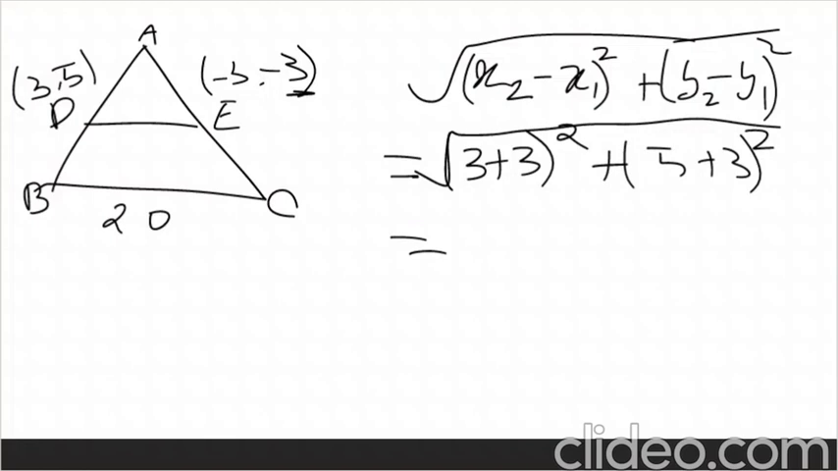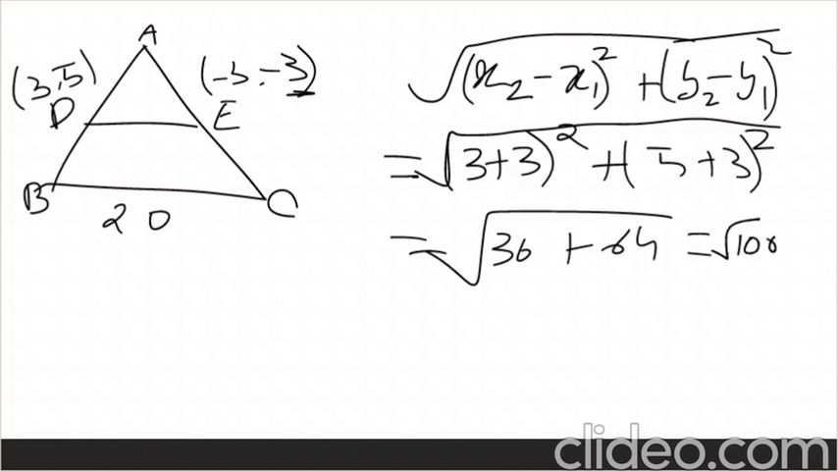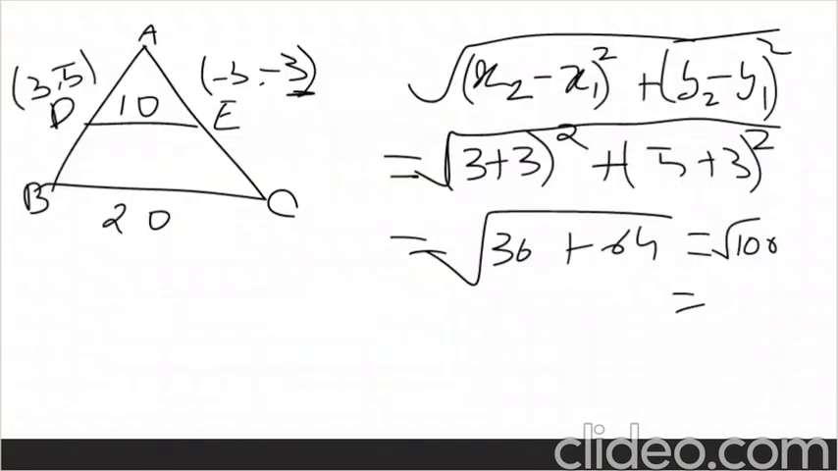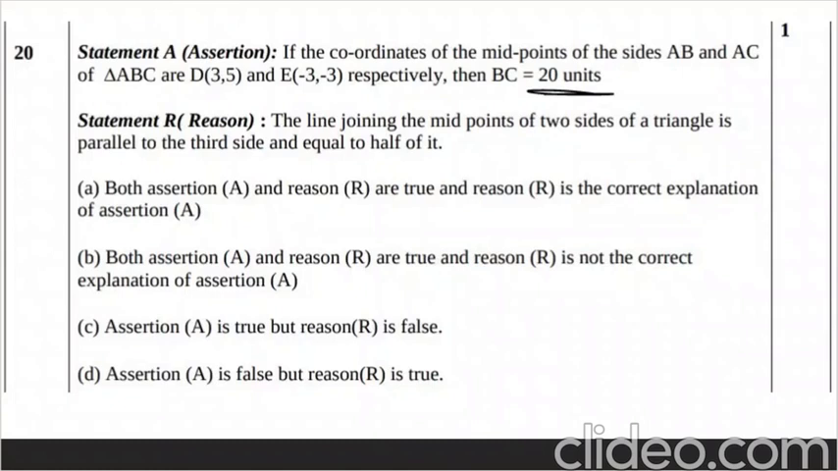So 3 plus 3 is 6. 6 square is 36, plus 8 square is 64. 36 plus 64 is 100. So root 100 is nothing but 10. 10 is the value of DE. DE is 10 units. So yeah, BC is 20 units, that's given correctly, and DE becomes 10, so that's correct. If we would be getting any different answer, then it would be wrong, okay?